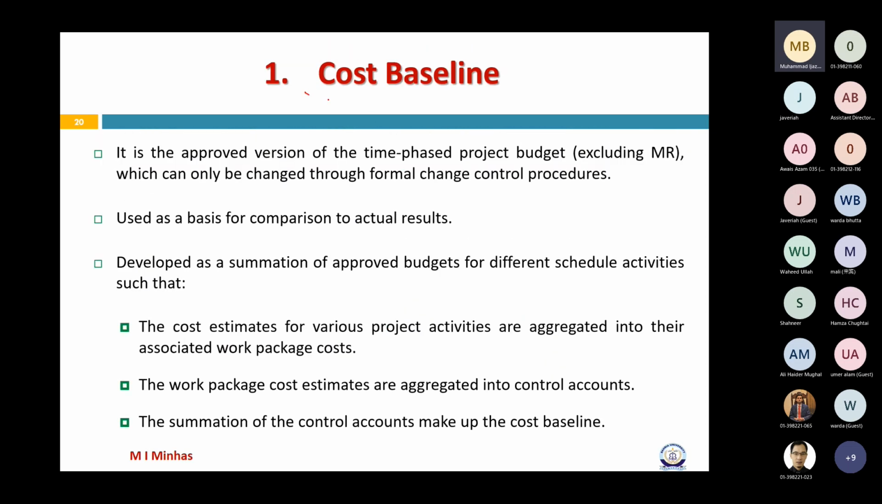We have already covered or explained what the cost baseline is. It is an approved version, right? The cost baseline is approved and it is given to the project manager to use on the project. This is one thing. Second thing, this cost baseline is time phased. What do we mean by time phased here?